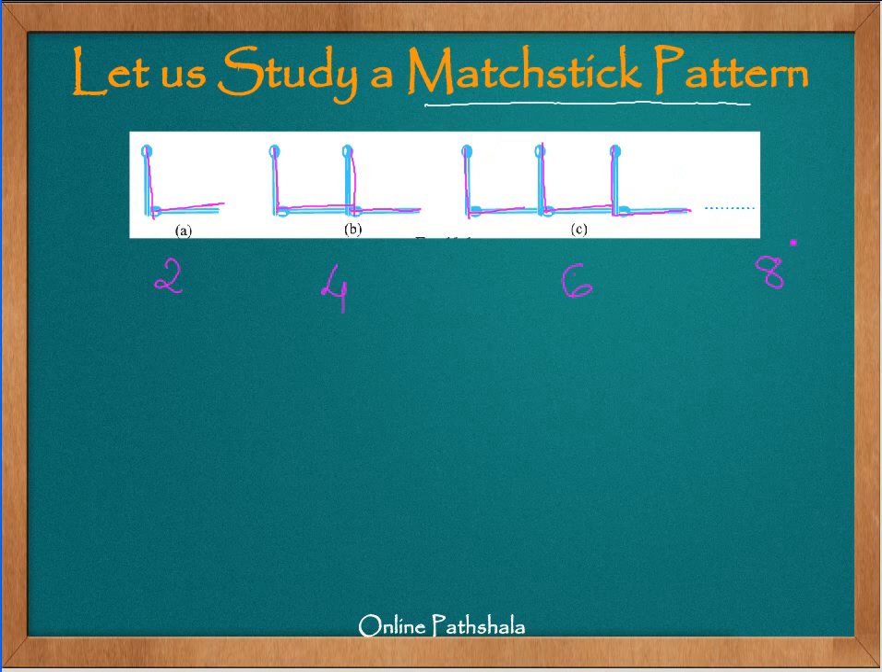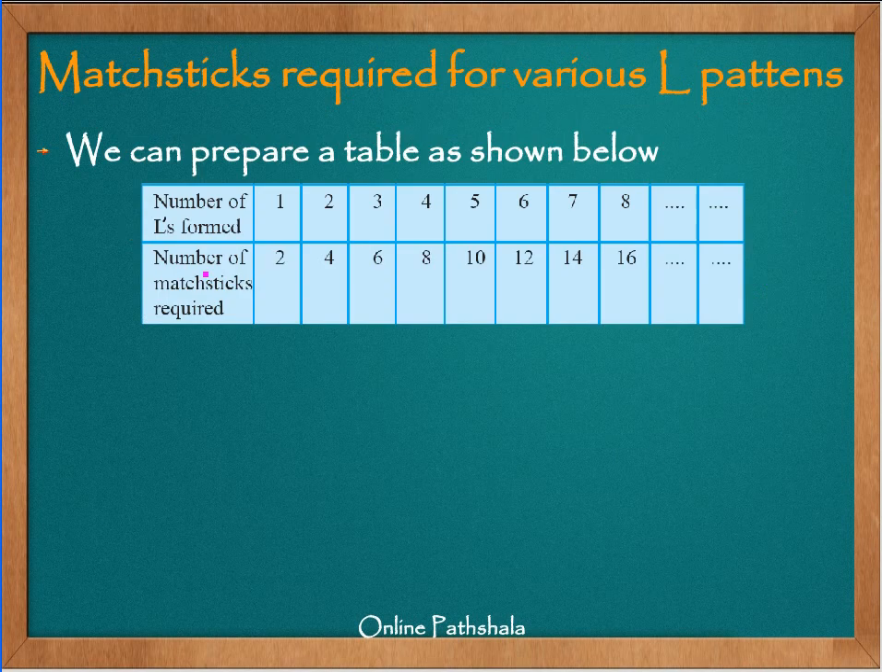Now what we can do is tabulate this observation as is shown here. The first row consists of the number of L's that are formed, and the second row simply states how many matchsticks are required for the number of L's formed. That simply says that when I form one L, I need two matchsticks. When I form two L's, I need four matchsticks, and so on. When I want to form eight L's, I need 16 matchsticks.